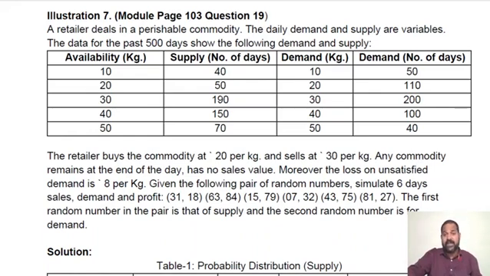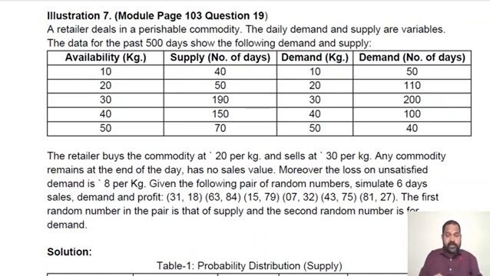The retailer buys the commodity at rupees 20 and sells at rupees 30 per kg. So you are basically telling me that every kg I sell, I make a profit of 10 rupees. Any commodity that remains at the end of the day has no sales value. So if I sell, I get 10 rupees per kg profit. If I don't sell, the entire thing is a loss.